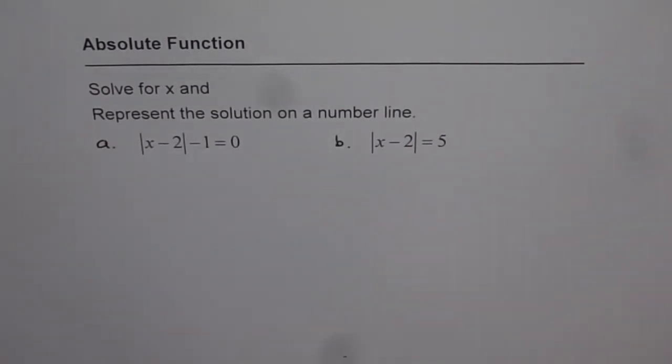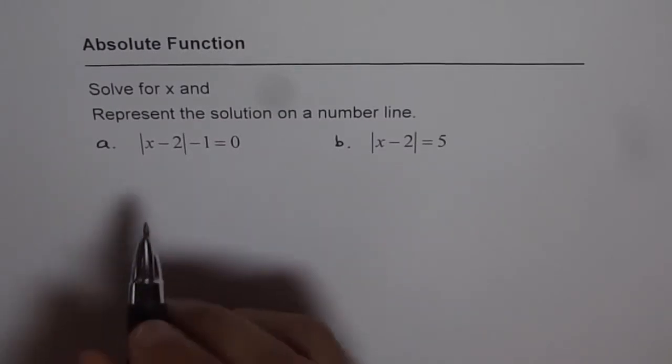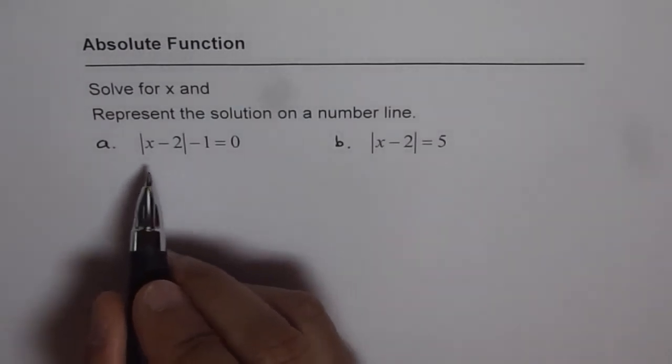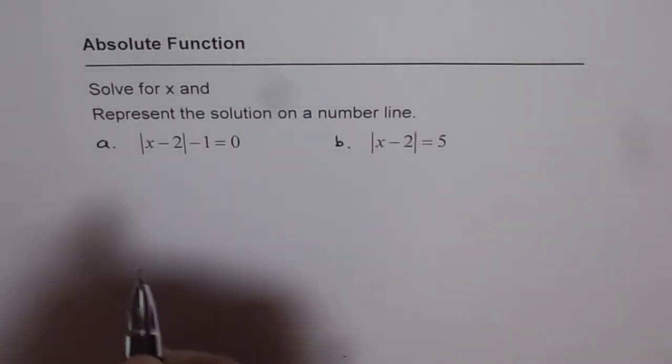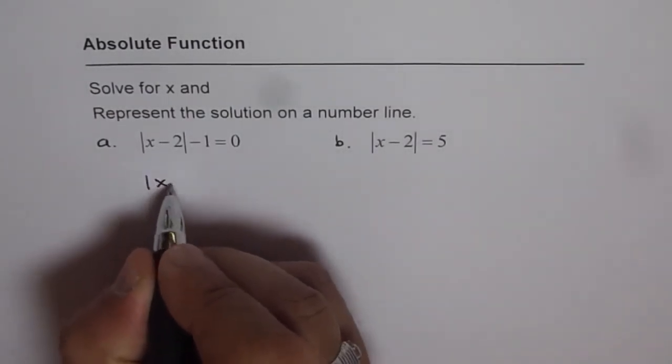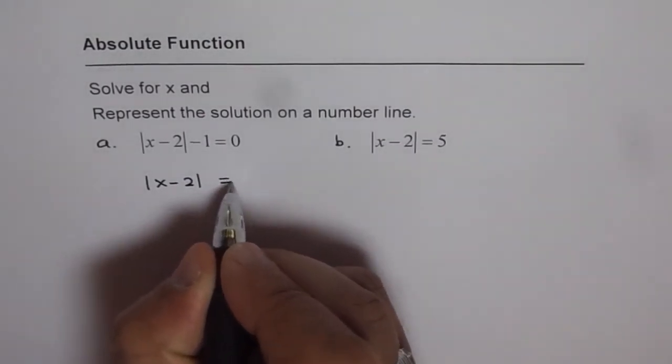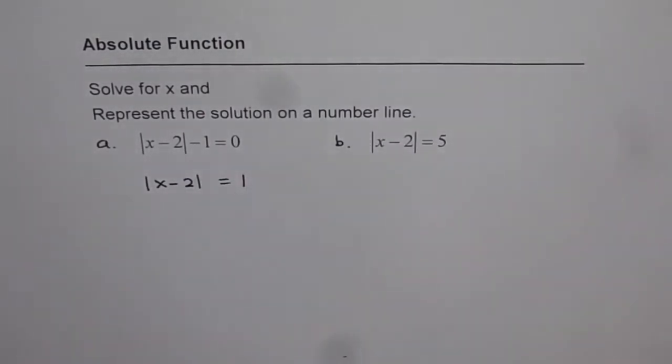I'll do one of them for you. The other one you can do following the same method. So part A, let me do this one for you. We can rearrange and write this equation as absolute value of x minus 2 equals 1. Now it is very similar to part B, right? So you can always solve part B following this method.